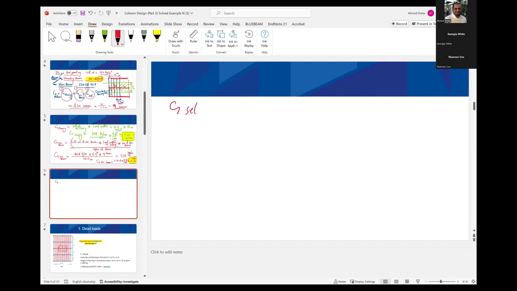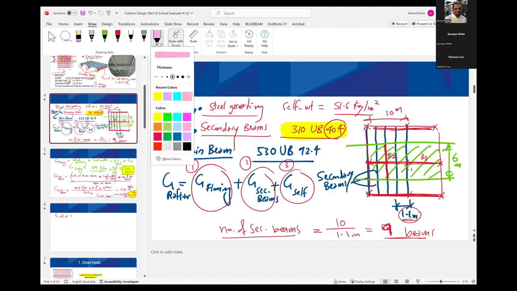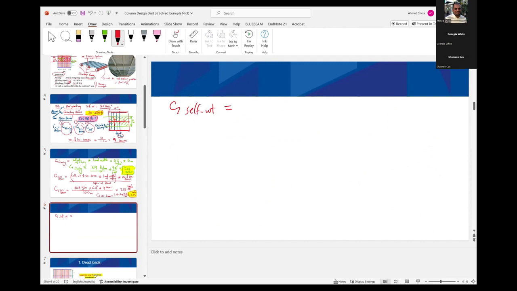So G self weight will be very easy. Why? Because we already assumed the section for the rafter. So how much is the mass? 92.4, right? So it is 92.4 kilogram per meter. So we need to multiply by 9.81 divided by 1,000 to convert it to kilonewton per meter. Okay. So this becomes 0.906 kilonewton per meter.